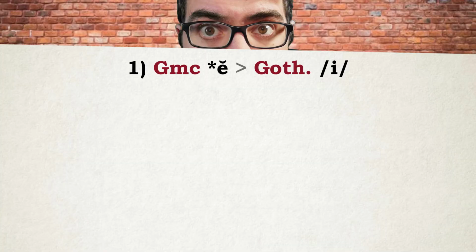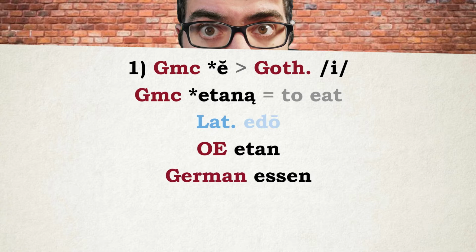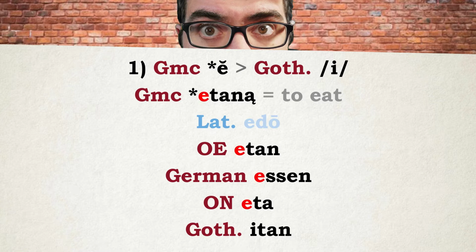First, Germanic E becomes I in Gothic. In fact, we have Germanic etano, related to Latin edo, Old English etan, German essen, Old Norse eta, but Gothic itan. In this case, we can say that the other Germanic languages are more conservative than Gothic.